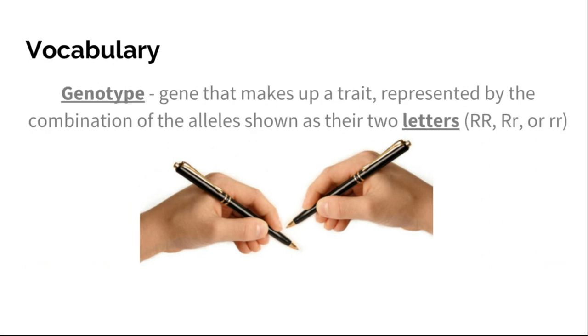So genotype. This is a trait that is represented by a combination of alleles. It's essentially our genetics. So when you write it down, you can just say a genotype is a gene that makes up a trait, and it's represented usually by this kind of combination of letters: dominant letters and recessive letters.